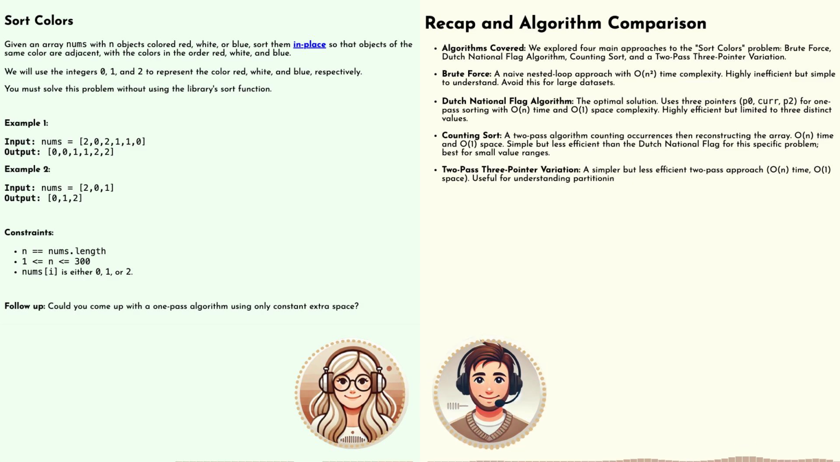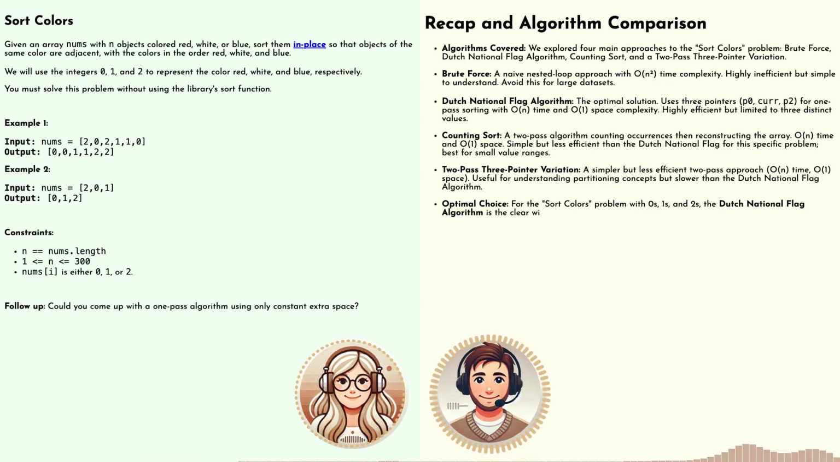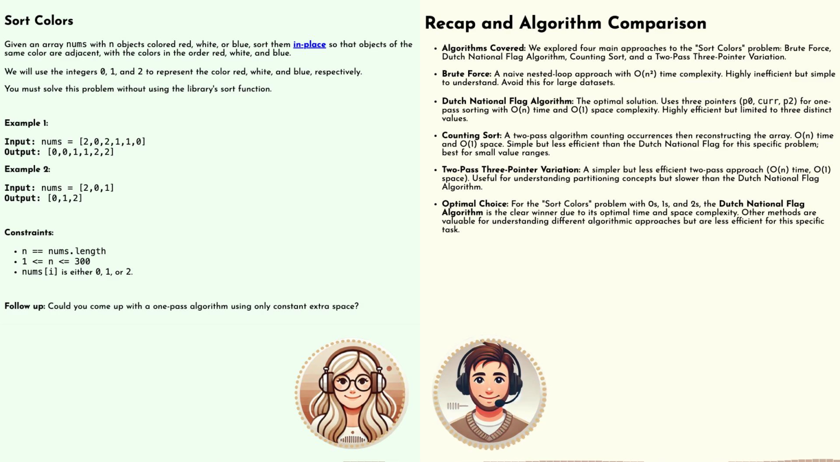Yeah. Then we talked about counting sort, the bucket approach, which works great for small ranges of values. As long as we don't run out of memory. Right. Got to watch out for those larger data sets. And lastly, we went over that 2-pass approach with the 3 pointers. A more step-by-step way to partition the array. Yeah, and it might be easier to wrap your head around.